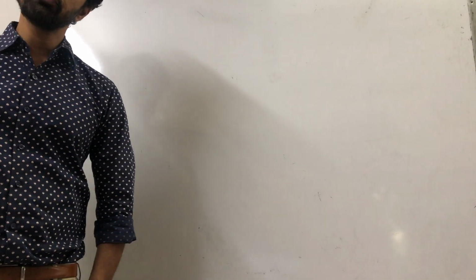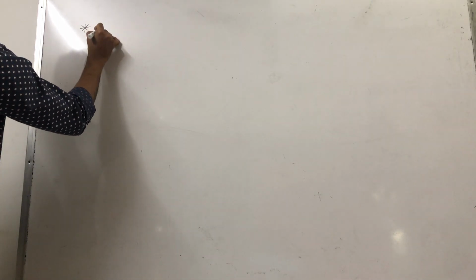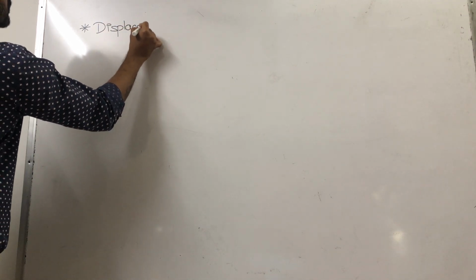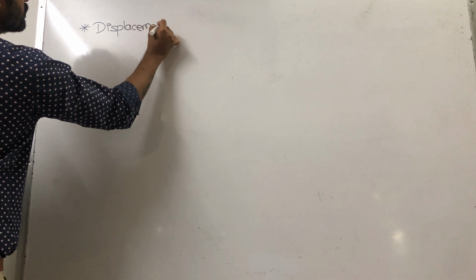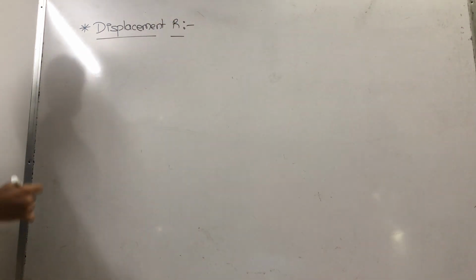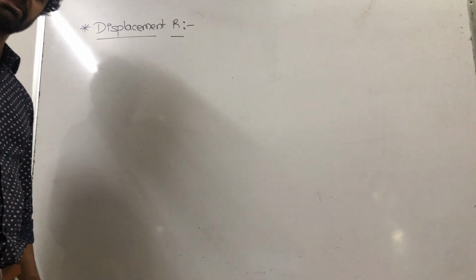Hello kids. We have seen two types of reaction. We saw combination reaction and we have also seen decomposition reaction. Now the next reaction is displacement reaction. Now what is a displacement reaction? A reaction in which a more active element displaces the lesser active element from its compound.